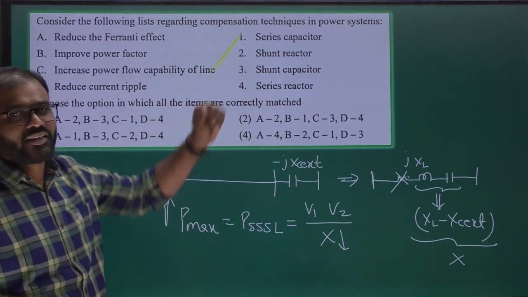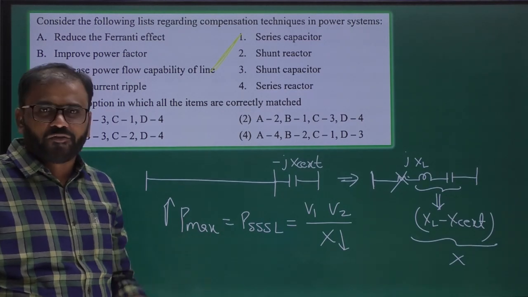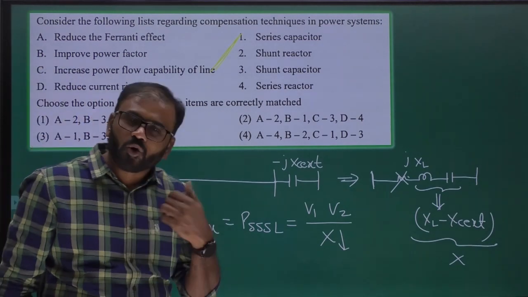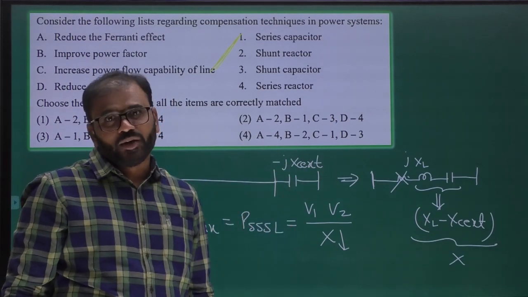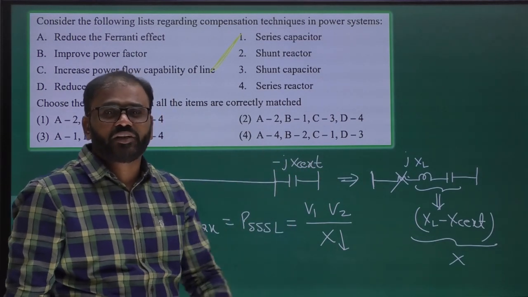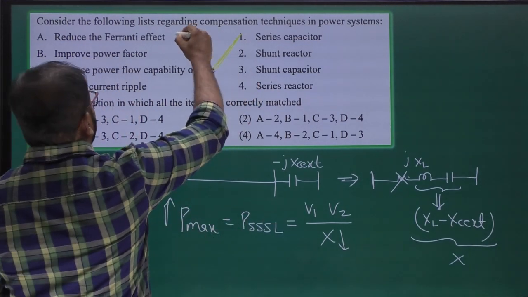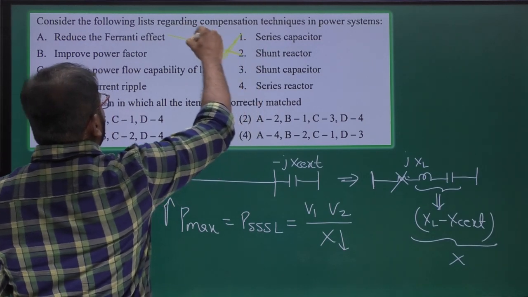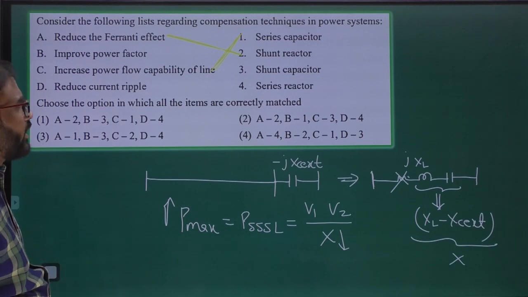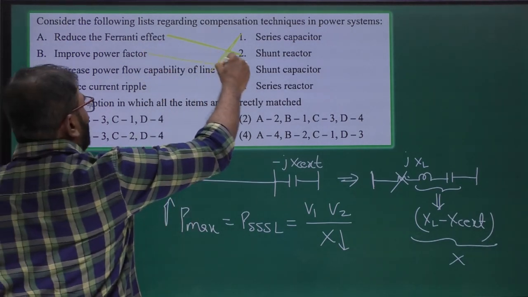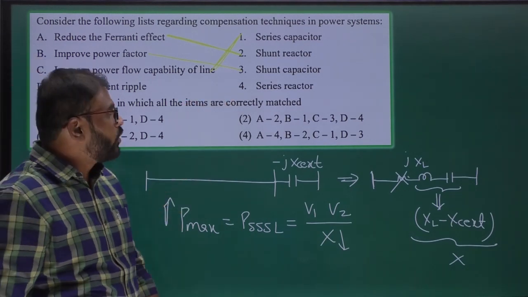Next, shunt reactor. The main purpose of a shunt reactor is to reduce the Ferranti effect. What is the Ferranti effect? Under no load condition, the receiving end voltage of the transmission line is greater than the sending end voltage. So to reduce the Ferranti effect, generally we use a shunt reactor. That means A is mapped to 2. To improve the power factor, generally we use a shunt capacitor. So that means B is mapped with 3.